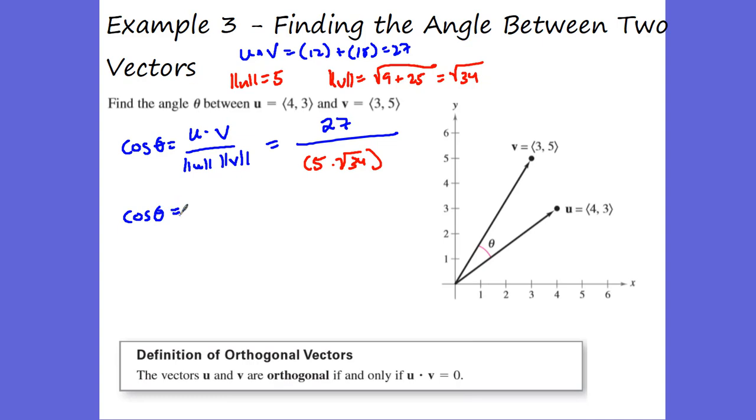I'm going to make sure I do this on my calculator. 27 divided by, make sure you put in parentheses, 5 root 34. And we get 0.9261. How do we find our theta? We do arc cosine of that answer, cosine to the -1, and we get 22.17 degrees, and that is my angle.